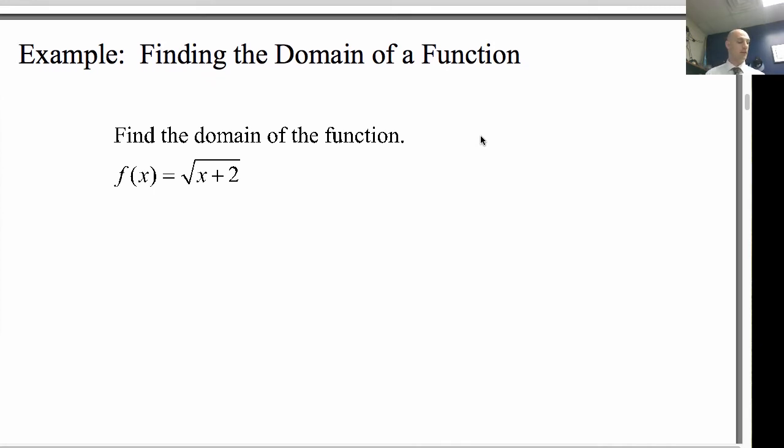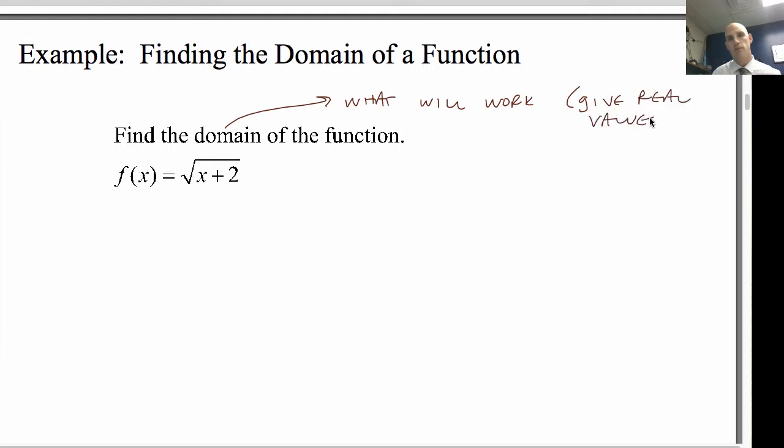If I'm looking at the domain of a function, I'm asking what will work? Meaning give real values for y. Okay, so I put in this domain, whatever it is. It's got to spit out a y value that's real, that shows up on the graph. And so another way to think about this is, what will break it?